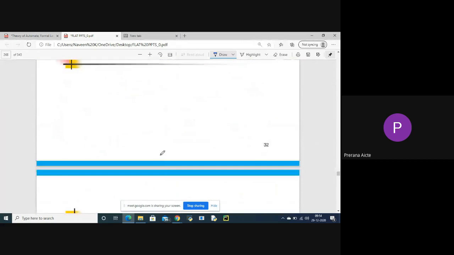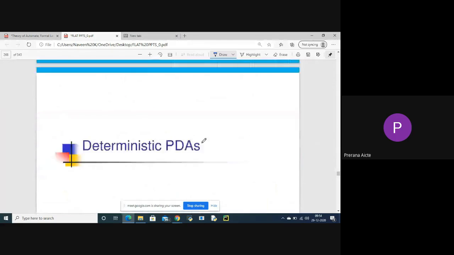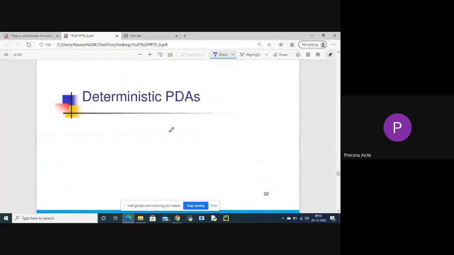Okay. Here, we already know the deterministic finite automata. The example for deterministic finite automata is a power n, b power n, where n greater than or equal to 1.